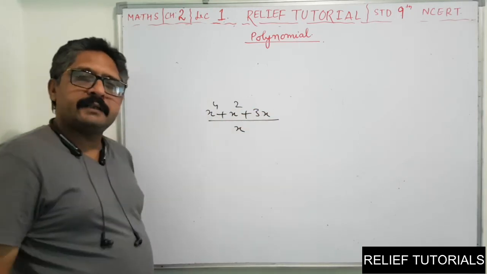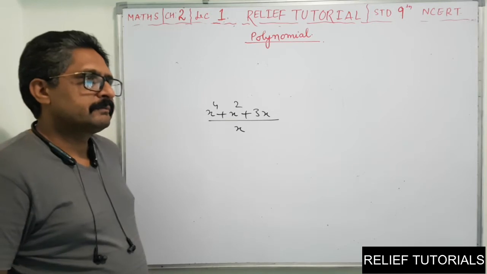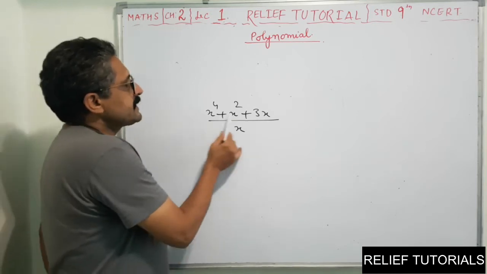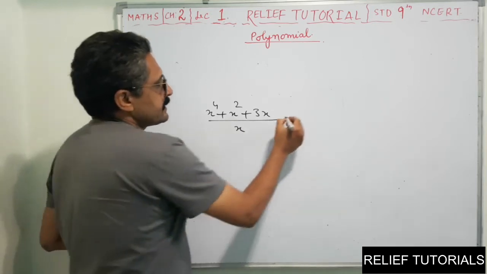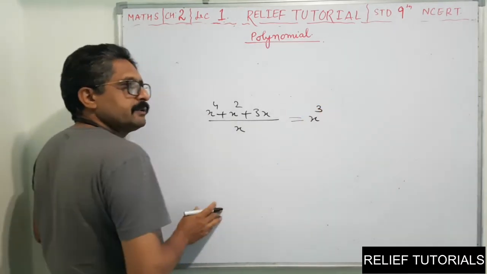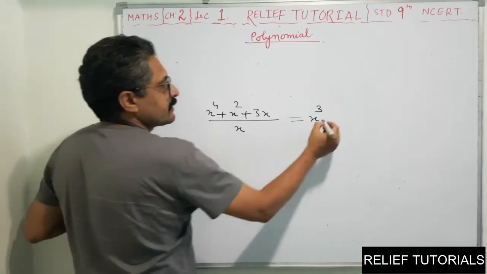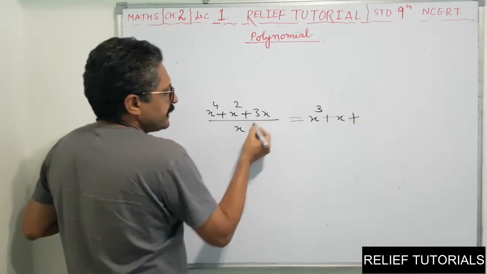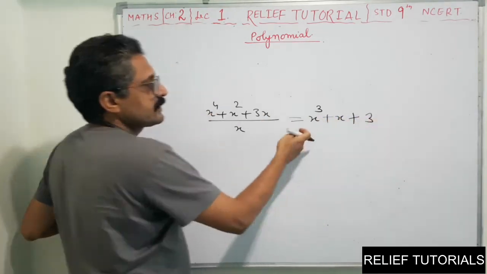Is this a polynomial? See, this x divides each and every term. So we can write x raised to 4 upon x, so that will be x cube. x square upon x, so that will be x. 3x upon x, so that will be 3. So this is a polynomial.